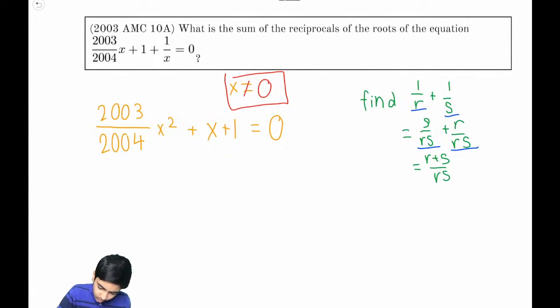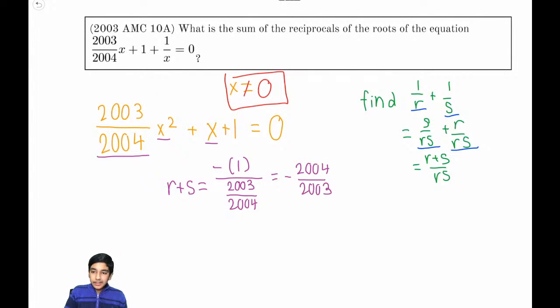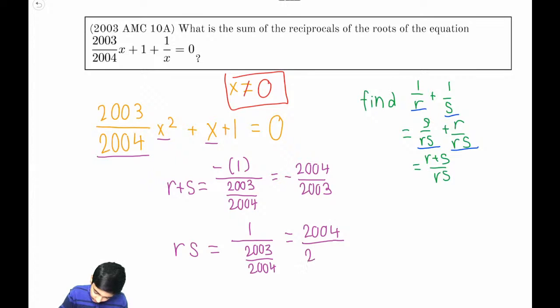Okay, so now we can continue on. So we want to find r plus s and rs. We can use Vieta's formula. So we can see that r plus s will be equal to the negative of the x coefficient, so negative 1, divided by the coefficient of x squared, which is 2003 over 2004, which is going to be negative 2004 divided by 2003, right? Next, we have rs is going to be equal to 1 over 2003 over 2004, equal to 2004 over 2003. Right? Remember, we're just doing some manipulation here.